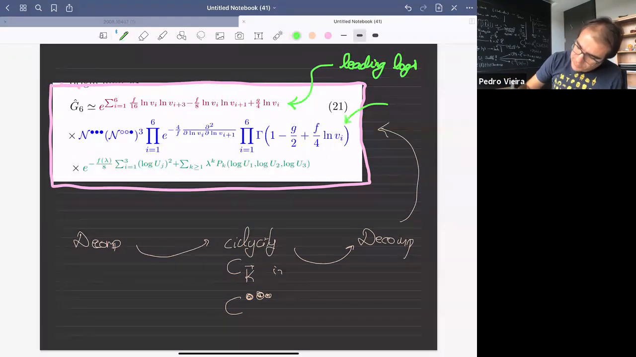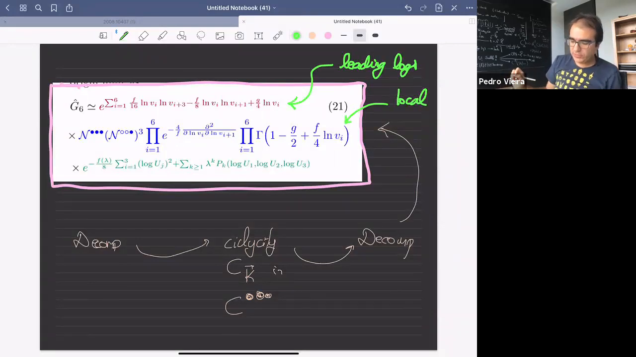Then we have some other stuff that is quite local. It only depends on VI and VI plus 1. You see, it's a product up to 6 and it goes around the Wilson loop, a very local structure. And it's also a function of just these VIs that are being sent to 0, but it's a resummation of all of them.